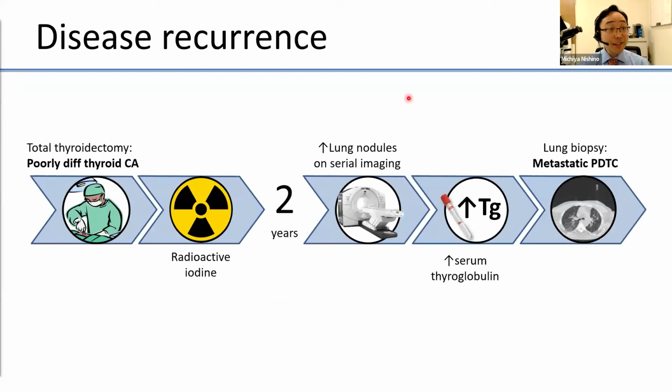And as predicted by the molecular testing results, there was a structural disease recurrence for this patient. He received radioactive iodine after the total thyroidectomy, was noted to have lung nodules that were increasing in size by serial imaging, together with an increase in the serum thyroglobulin level. And biopsy of one of these lung nodules confirmed metastatic, poorly differentiated thyroid cancer.